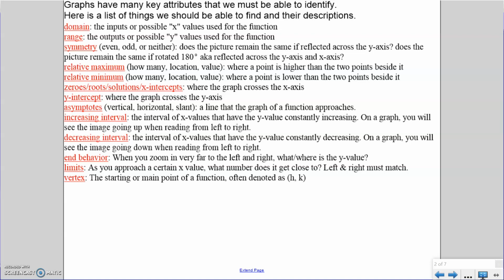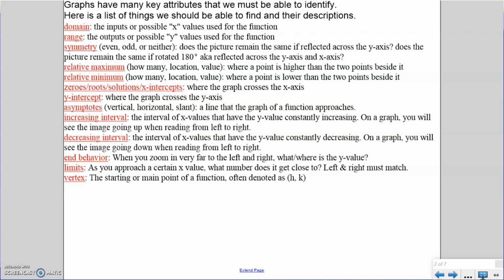Relative minimum is the complete opposite. So you know how many, the location, the x values, and then the value of those minimums, which is the y values of those coordinates. And it's a point that is lower than the 2 points beside it. So it's like the bottom of an upside down U, or sorry, a regular U. It could also be like a V, the bottom of a V. Remember, that's another word for extrema as well.